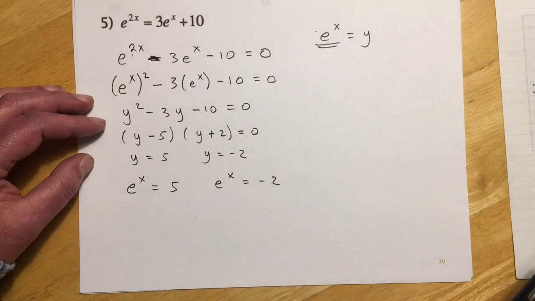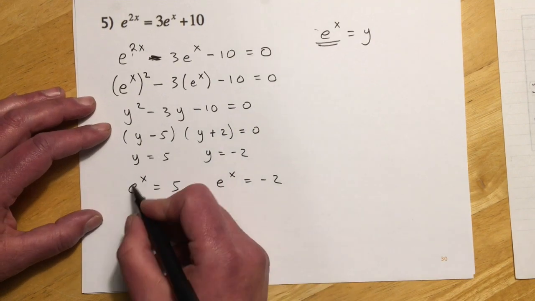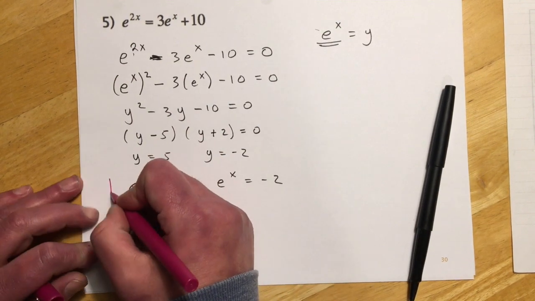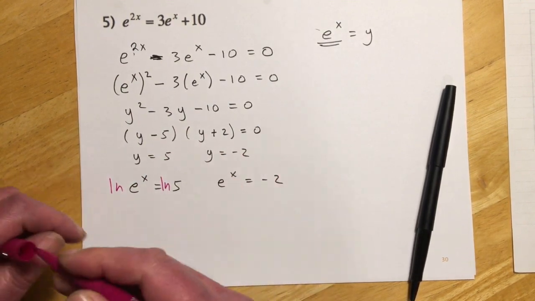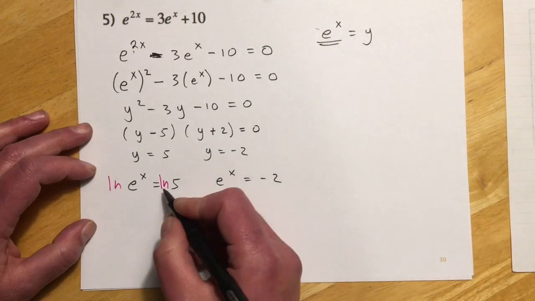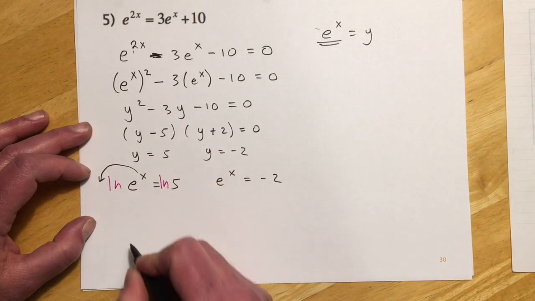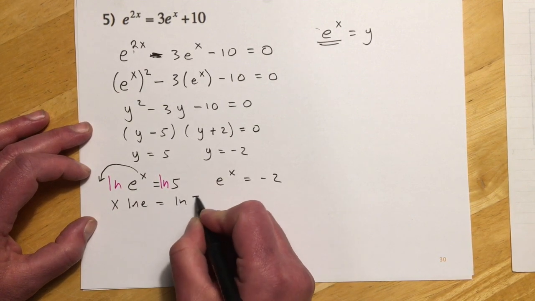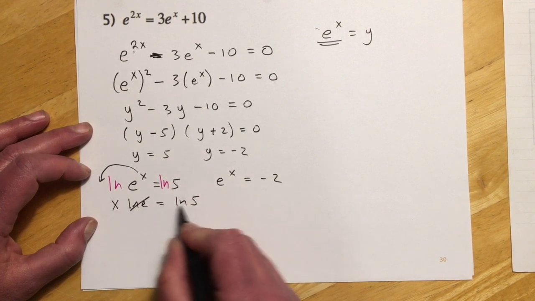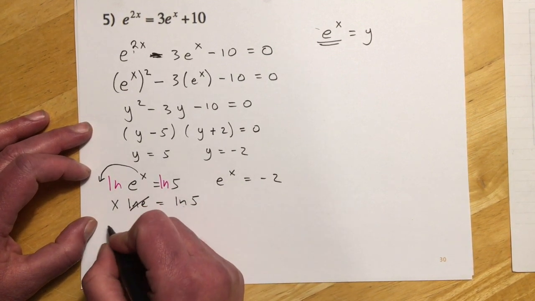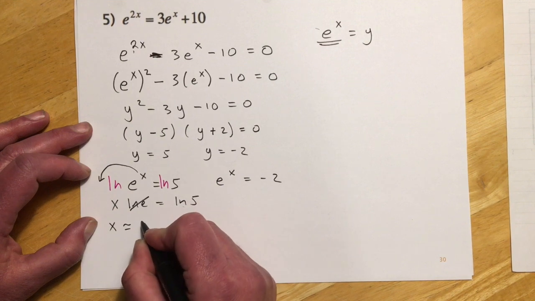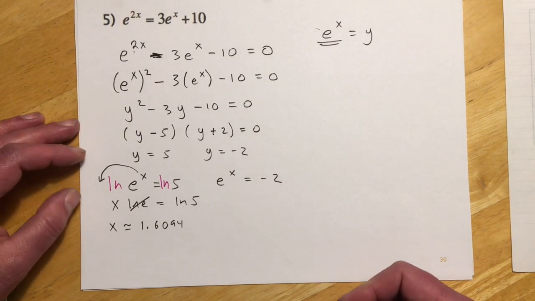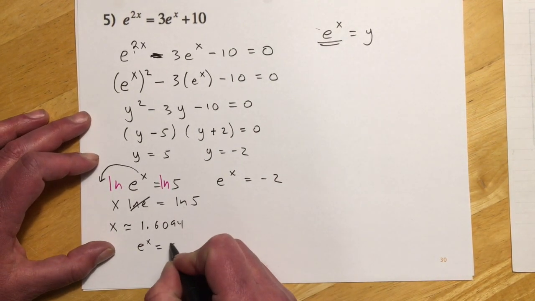So e to the x equals 5, let's actually log both sides. I'm going to do a natural log of both sides, and I think that'll be easier than switching it into log form, which I think I'll lose people with. So let me bring this x down front. ln e equals ln 5. And remember, ln e is 1, so x equals ln 5. And if they want an approximation, we just put that in the calculator and get about 1.6094.